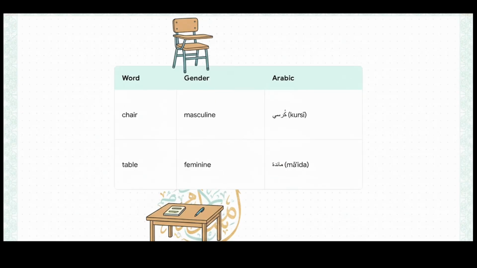And this slide right here shows the rule in action so clearly. Take a look at chair, kursi. See? No special ending, so it's masculine. But then look at table, maida. You see that little ta at the end? That is the Ta Marbuta, and it is telling you loud and clear this word is feminine.